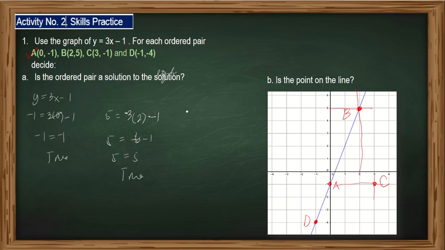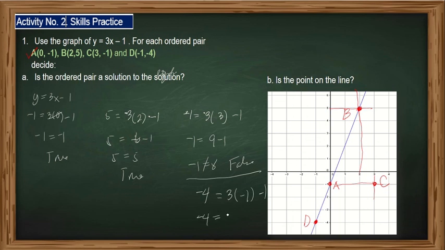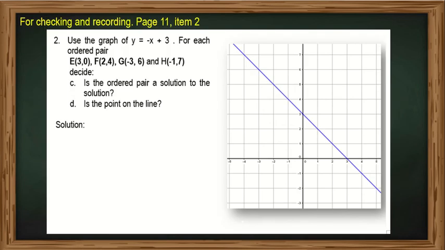How about point C? For point C, we have y is equal to negative 1 is equal to 3 times our x, which is 3, minus 1. So you have negative 1 is equal to 9 minus 1. Negative 1 is equal to 8. They are not equal, so it is a false statement. Then, how about point D? We have y is equal to negative 4 is equal to 3 times our x, which is negative 1. So we have negative 4 is equal to 3 times negative 1, which is negative 3, minus 1. Negative 4 equals negative 4.